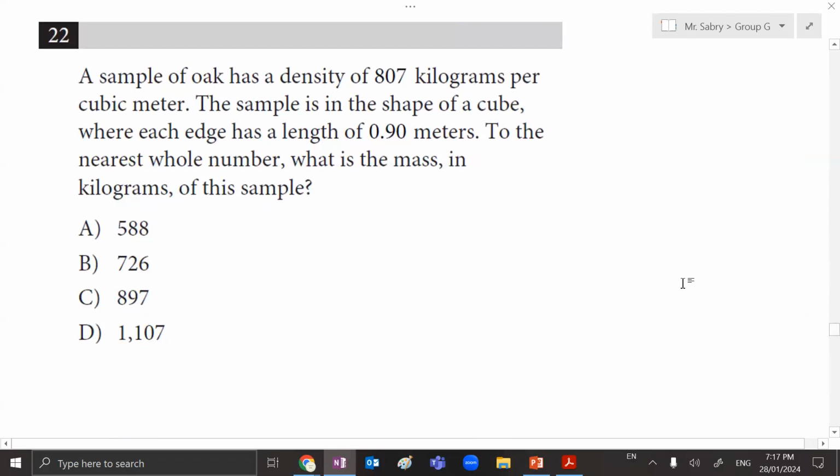A sample of oak has a density of 807 kilograms per cubic meter. The sample is in the shape of a cube, where each edge has a length of 0.9. It is a cube, and apparently they all have the same sides because it's a cube, and each side is 0.9 meters. To the nearest whole number, what is the mass in kilograms of this sample?